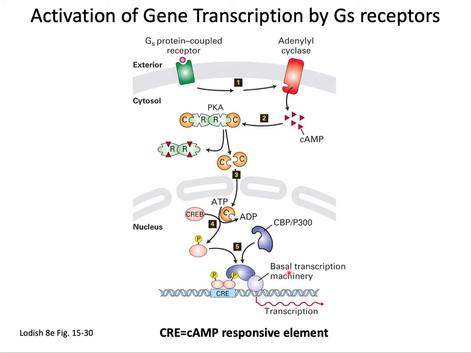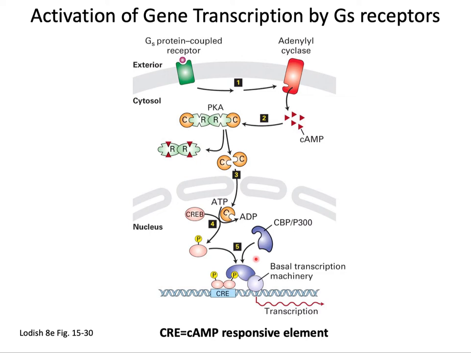So CBP is the CREB binding protein, and P300 is also known as EP300, or sometimes also known as the adenovirus E1A binding protein. So together, the CREB along with the coactivator CBP and P300 form an extremely powerful transcriptional activation complex that can induce the transcription of a wide variety of genes.